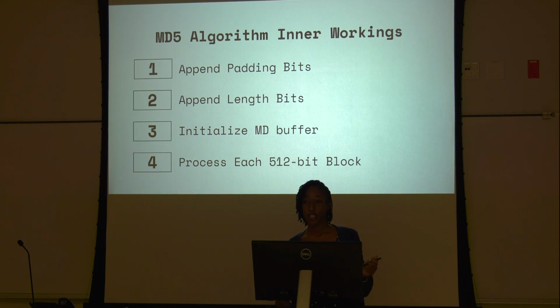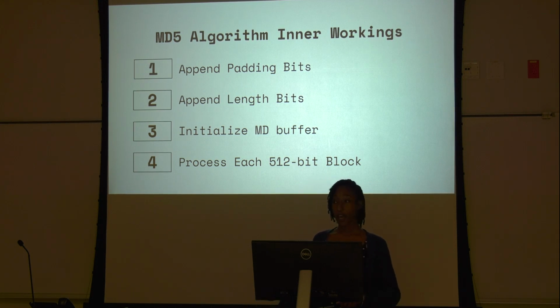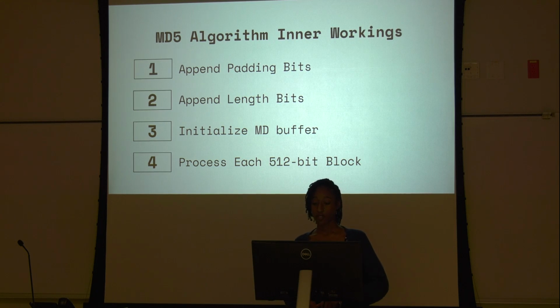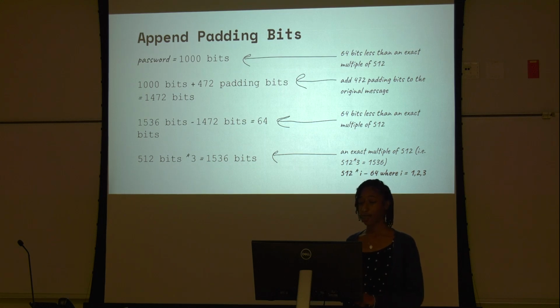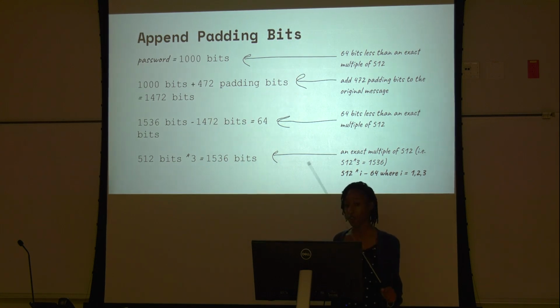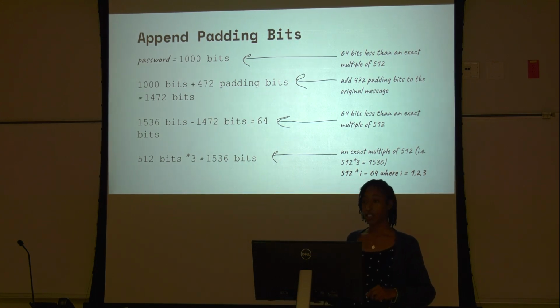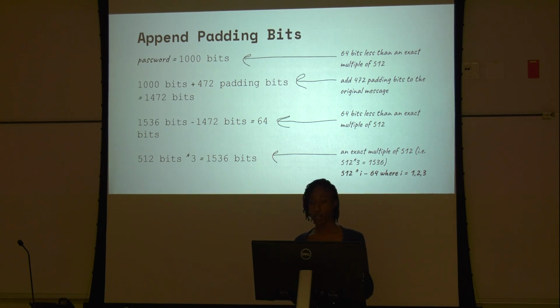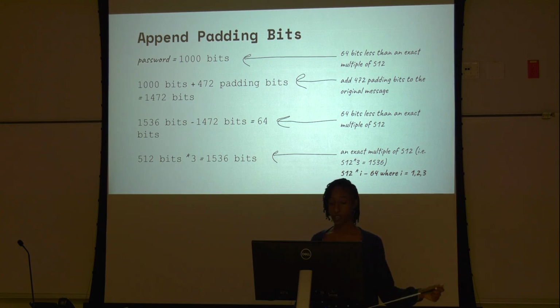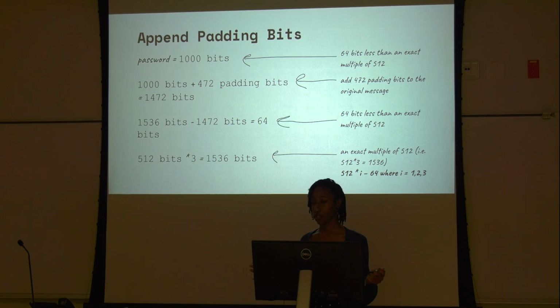First, it takes whatever word you use and it appends padding bits to it. And then it takes length bits and appends those to the password as well. And then it initializes an MD5 buffer, and then it processes each 512-bit block. What does that mean? Let's get a little deeper into that. Like the previous example, if you take the word password and it is 1,000 bits long, you're going to have to add 472 padding bits to that 1,000 bits. And that basically makes it exactly 64 bits less than an exact multiple of 512.